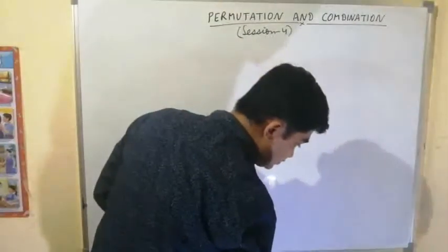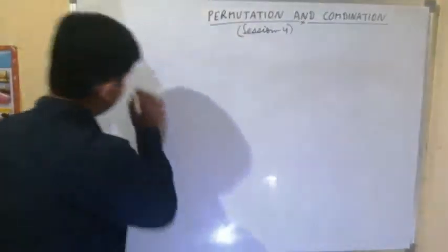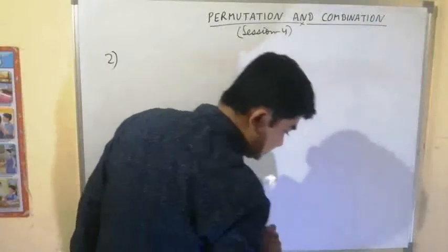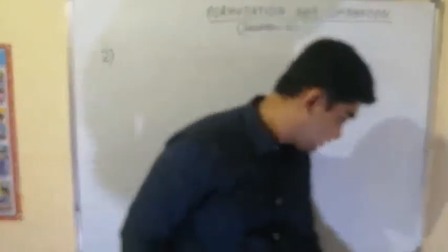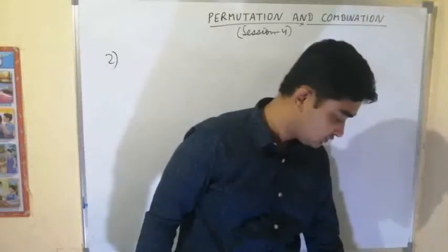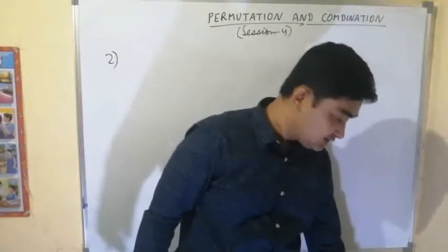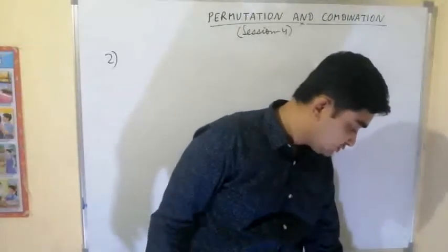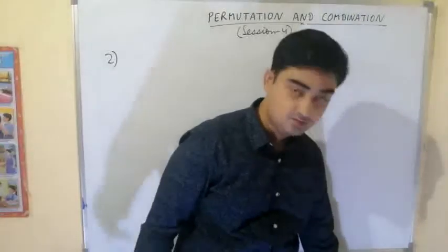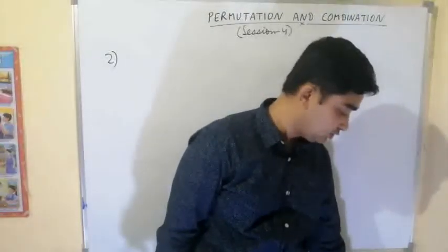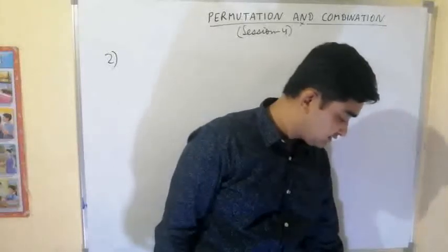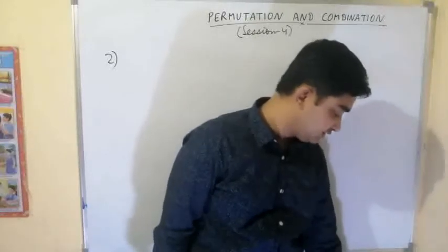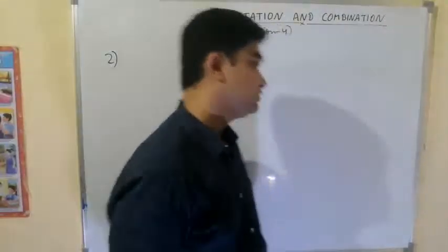Now we'll do the next problem, question number 2. In a city, no 2 persons have identical sets of teeth, and there is no person without a tooth. Also, no person has more than 32 teeth. The maximum number of teeth with every person is 32. If we disregard the shape and size of the tooth and consider only the positioning of the teeth, the maximum population of the city is dash.